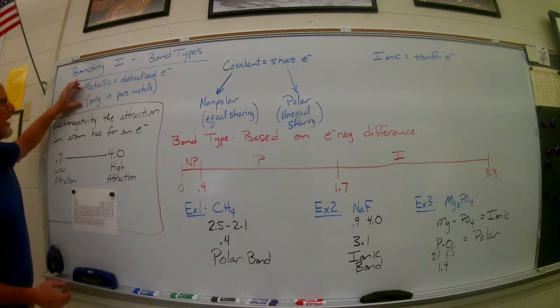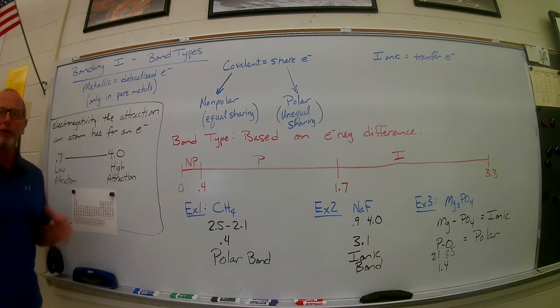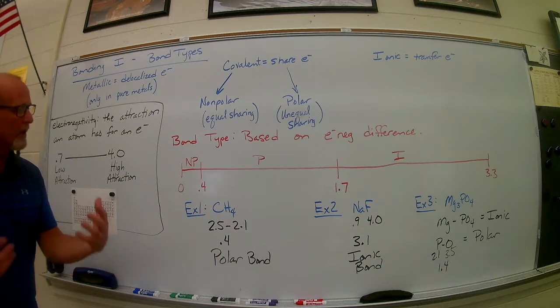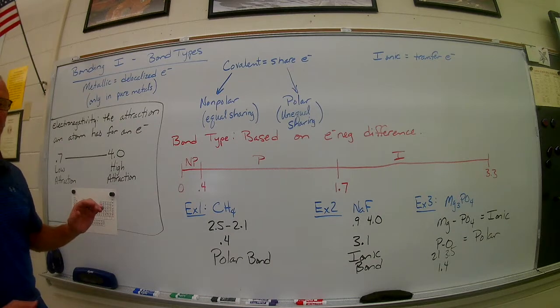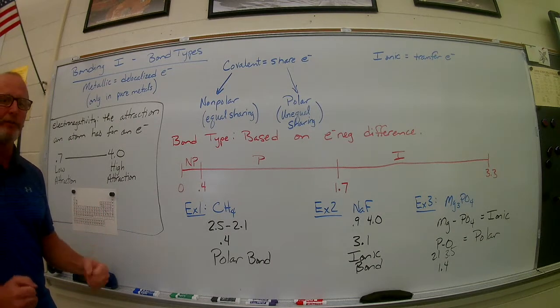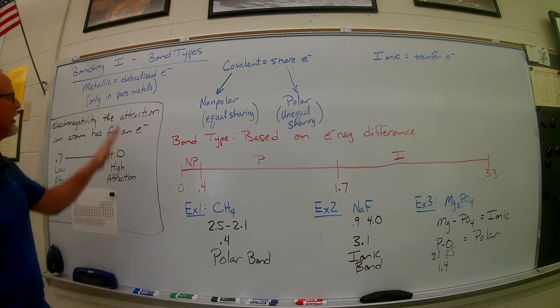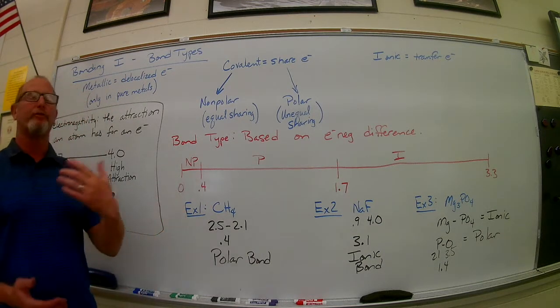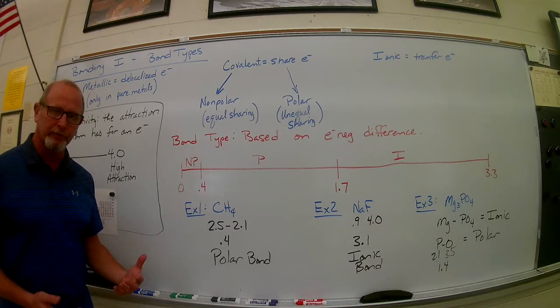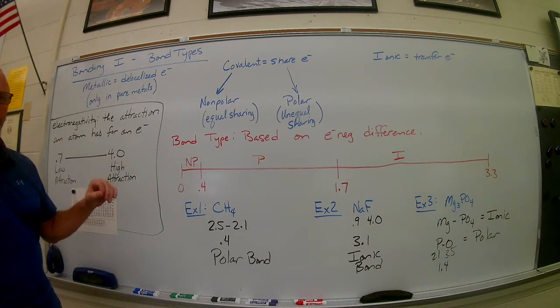The first is a metallic bond. These only occur in pure metal samples. So a sample, just a chunk of aluminum, would have metallic bonds in it. But if it's a metal with anything else, it won't have a metallic bond. These are described as having delocalized electrons. The electrons are free to move throughout the entire crystal. We're not going to worry too much about those in this video.